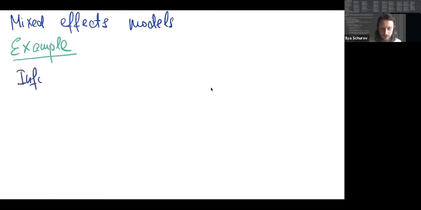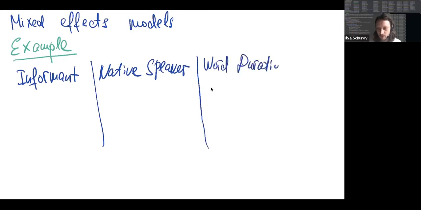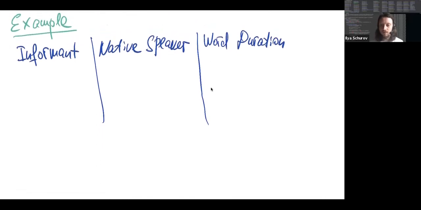I have informant, and assume that I have two types of informant. Some of them are native speakers of some language and some others are not native speakers. So there is a variable native speaker. And then I'm asking about word duration. Assume that all the speakers are asked to pronounce the same word, or probably the same sound.